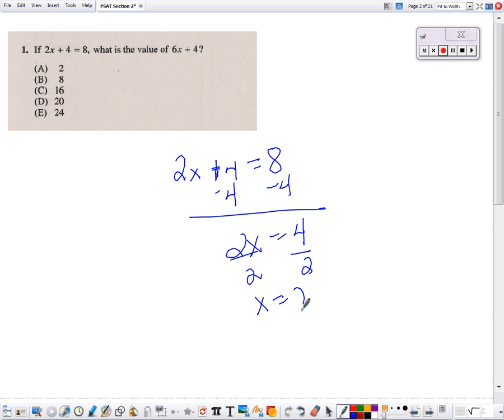So x is 2. Now I'm going to use that value and substitute it into the other equation. So we get 12 plus 4, which is 16. So our answer is C.